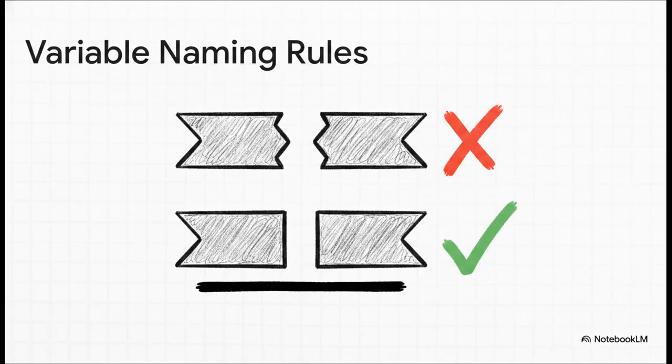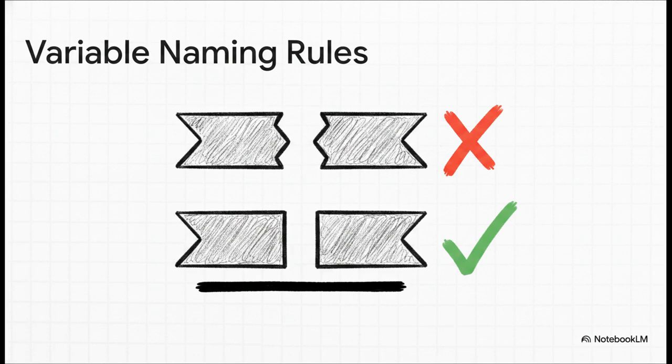Now, to keep your code from breaking, you do have to follow the community rules for writing those labels. For starters, Python absolutely hates spaces in variable names. So convention says to always use lowercase letters and replace any spaces with underscores. If you follow this rule, you, and frankly any other developer looking at your work, will be able to read your code perfectly.